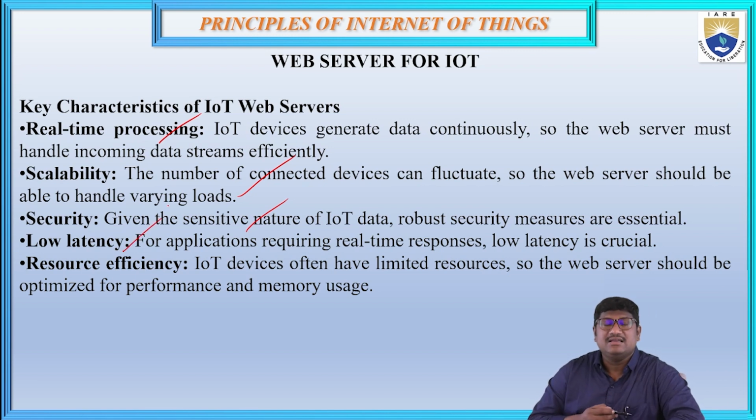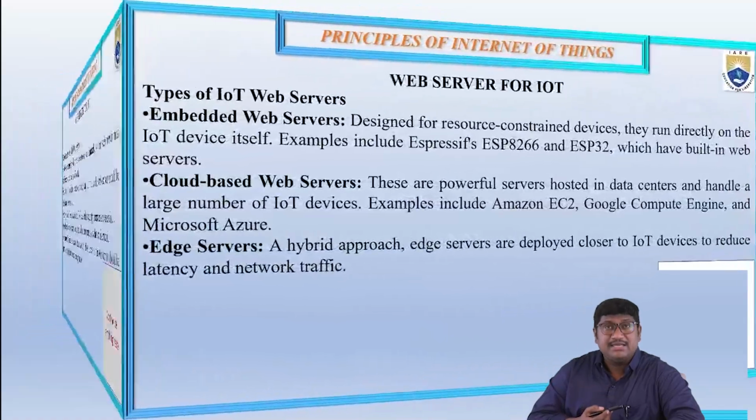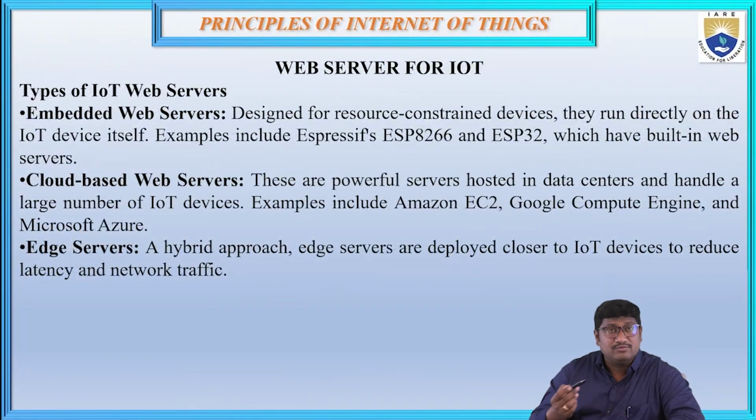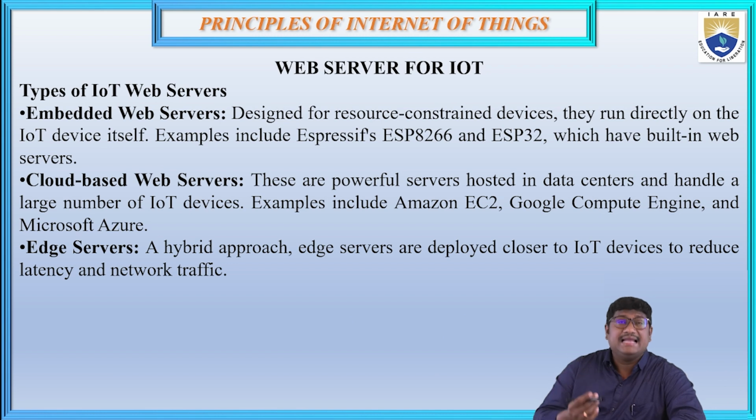And low latency: different kinds of applications require different processing response times, where low latency is very crucial. And coming to resource efficiency, these devices have limited resources, so web servers should be optimized for performance and memory usage. What are the different kinds of IoT web servers? Embedded web servers, cloud-based web servers, edge servers.